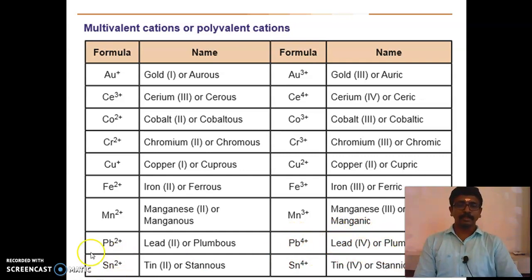And Sn2 plus, tin 2 or stannous. And Sn4 plus, tin 4 or stannic. So these are all the multivalent cations, or we can name them polyvalent cations. You have to remember this.